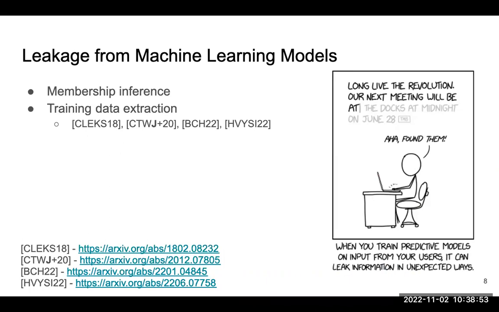So here on the right, there's this great XKCD where someone prompts a model that says, "Long live the revolution, our next meeting will be at," and then the model completes, "docs at midnight on June 28th," right? So somewhere in the training set, some revolutionaries were conspiring to meet on June 28th, and now this private information has been leaked to this person who probably doesn't like the revolutionaries. And this isn't actually just a joke.